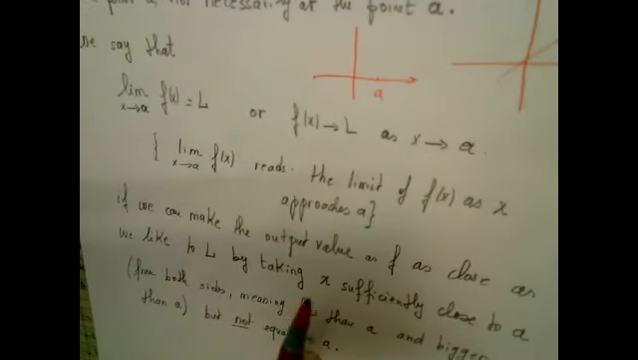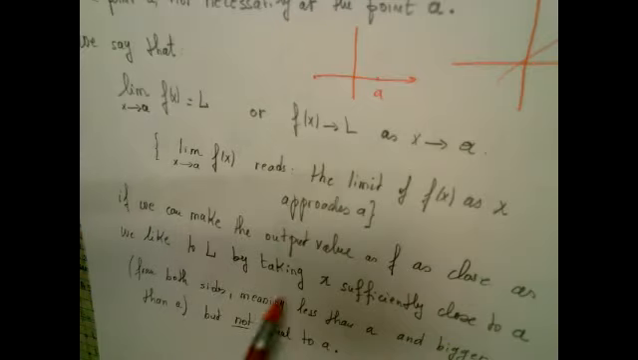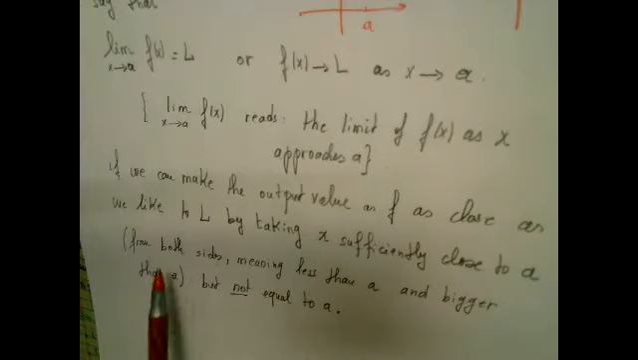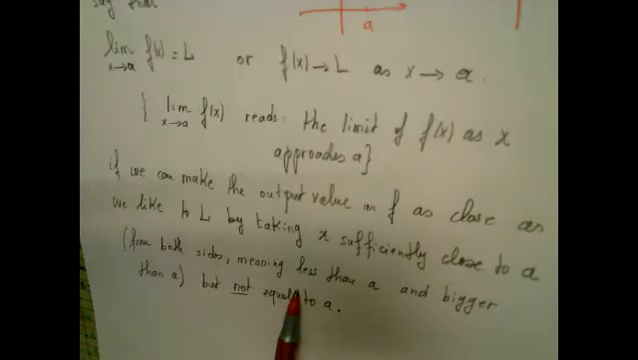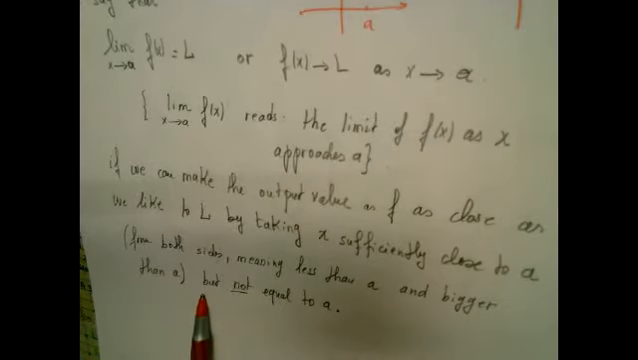Okay, so we say that the limit is equal to L if we can make the output value very close to L when x is very close to A. And here I'm saying it's very close to A from both sides. What do I mean by both sides? It means when x is less than A and bigger than A.